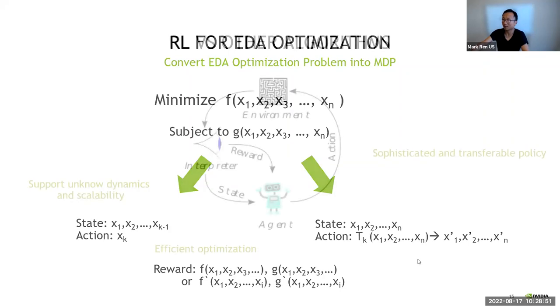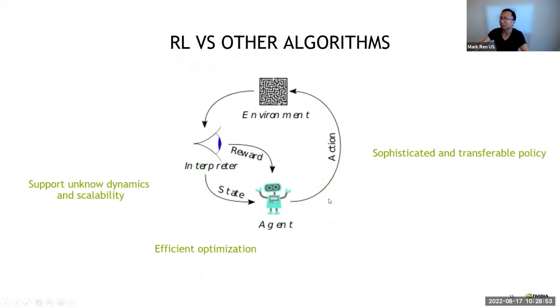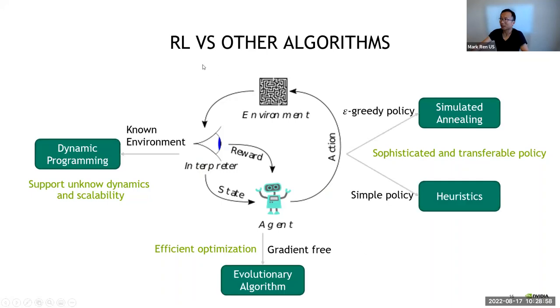Let's look at an example. Oh, actually, before that, I want to compare reinforcement learning algorithms versus the other algorithms, such as commonly used simulated annealing, heuristics, dynamic programming, and evolutionary algorithms. The reinforcement learning framework actually has many similarities to these commonly used algorithms, but it has some advantages over them as well.